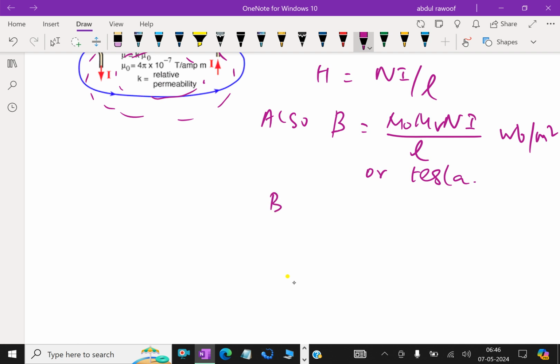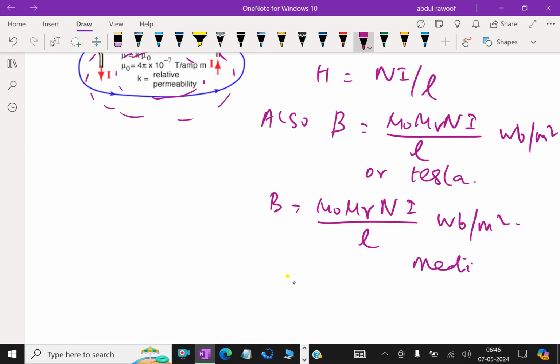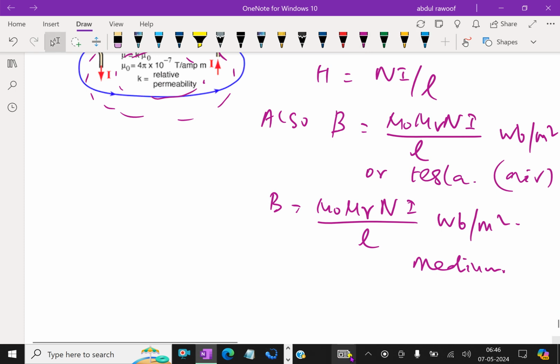Then further, B equals mu 0 mu r N I over L Weber per meter square, in a medium, and this is the form in air. Remember these formulas, they will be useful for further calculations. We have done.